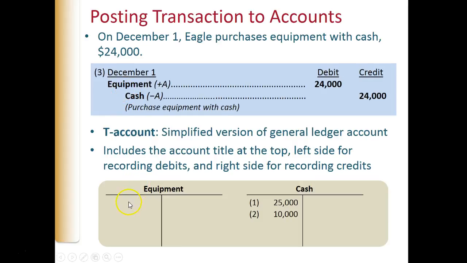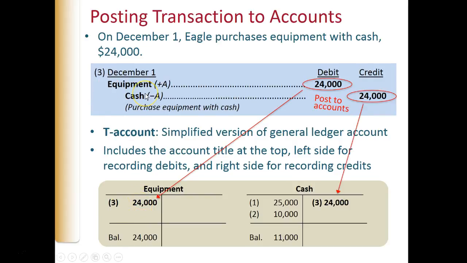So you see equipment here. We're going to take our debit, post it to the debit side of the equipment account. The cash, we credit it. So we show transaction 3, a credit for $24,000. Okay?